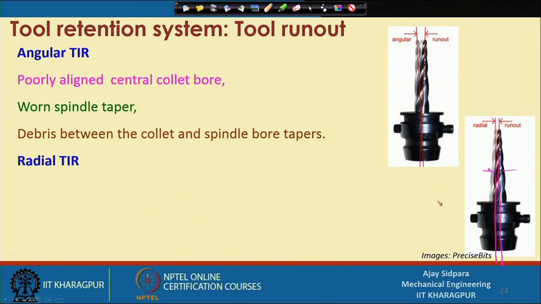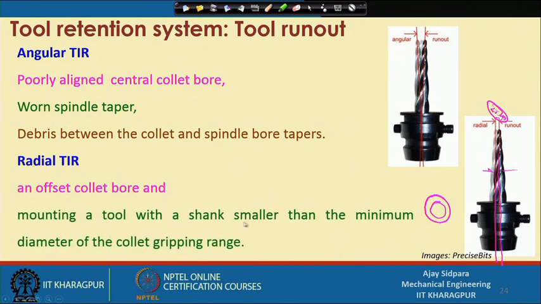If you do an operation with this, suppose your diameter is 25 micron, then you will get a diameter of 30 micron if the runout is 2.5 micron, right. But still that mostly does not happen, because 2.5 micron itself is sometimes more than enough to break your tool. So what are the reasons for this? An offset collet bore: your collet bore itself is offset, so you are not getting it aligned with respect to the spindle axis.